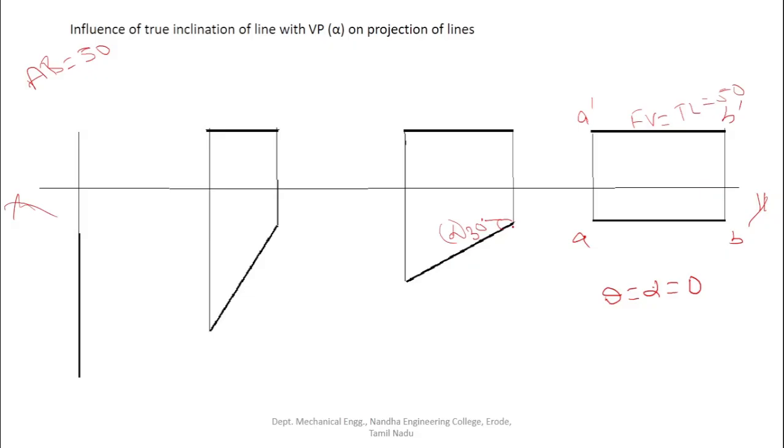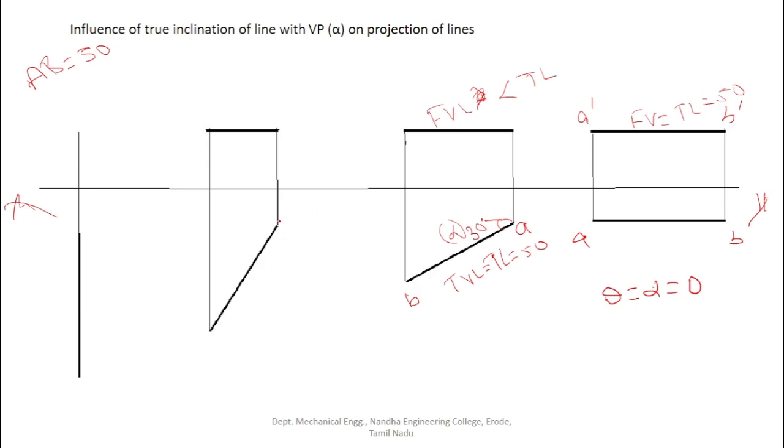Here the line is making some inclination to the VP, but still it is parallel to HP. If the line is parallel to HP, first we have to draw the top view, because the top view gives the true information. So this is the point A and this is the point B. The top view length gives the true length, 50 mm. Then this is the front view length. The front view length is definitely less than the true length.